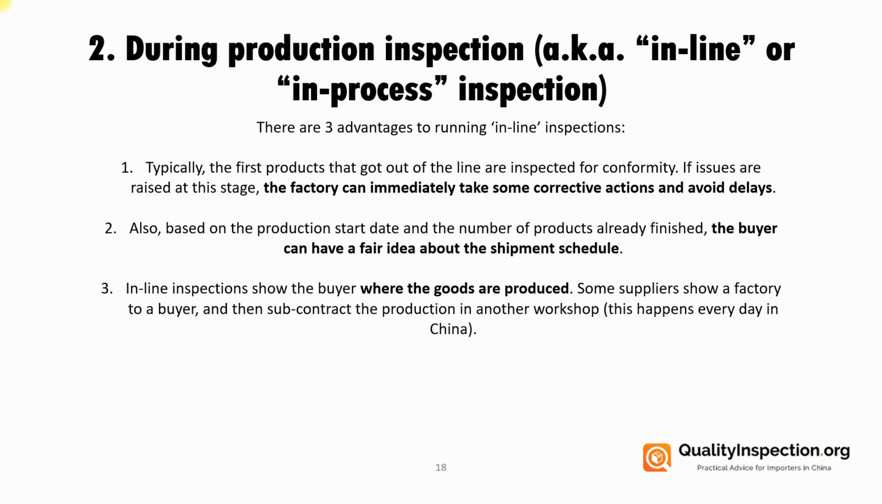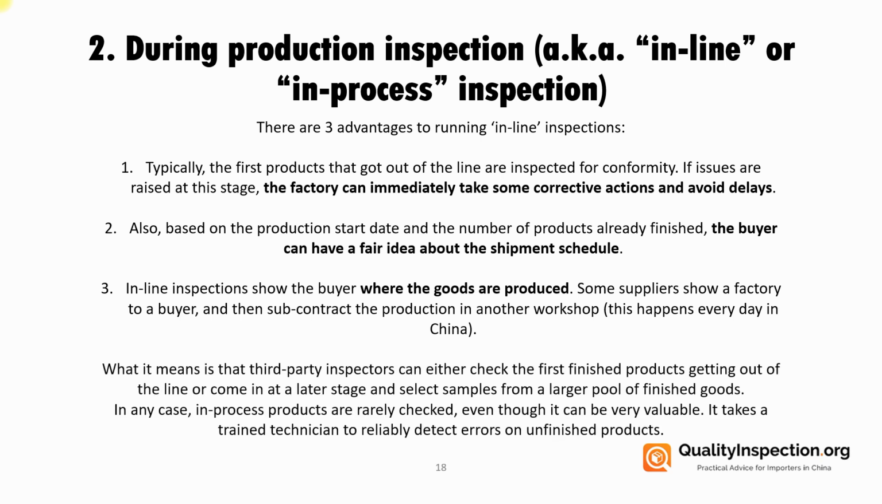Thirdly, you're going to see where the goods are produced. The inspector can see the goods coming off the line at your supplier. This will confirm that they are not subcontracting the production to another workshop who you may have no relationship with and no knowledge of. So third-party inspectors can either check the first finished products getting out of the line or come in at a later stage and select samples from a larger pool of finished goods.